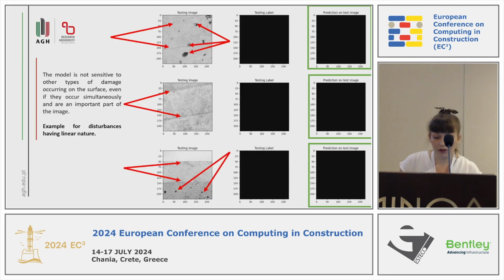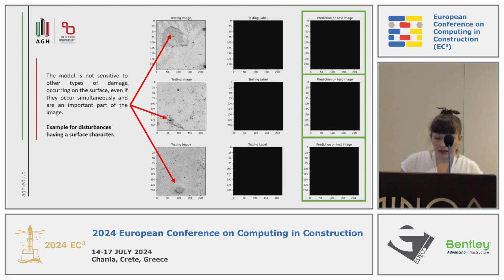On this slide, we present examples of linearly characteristic elements. Despite their trajectory characteristics being close to the cracks, they are not recognized by our network as false positive results, which is very satisfactory for us. And examples of false positives that are not affected by surface artifacts.